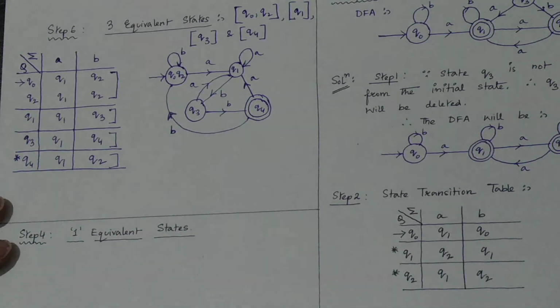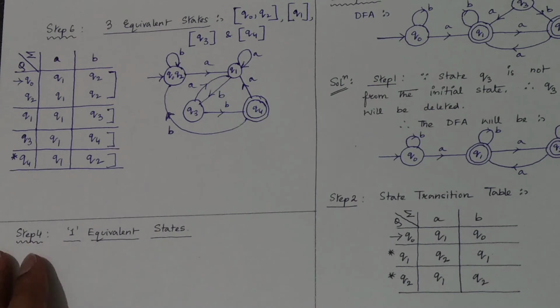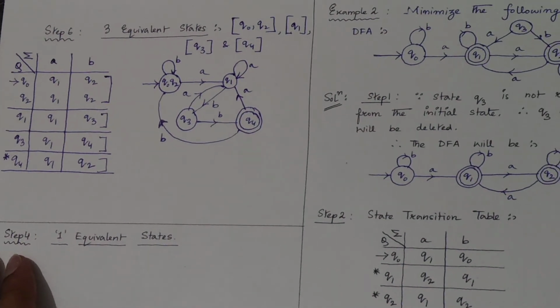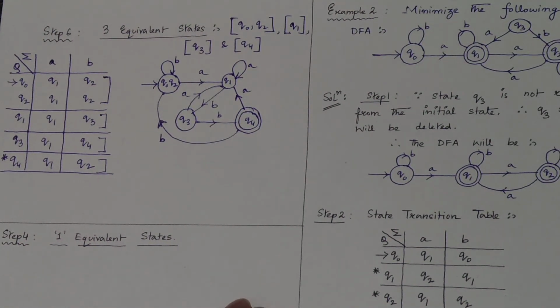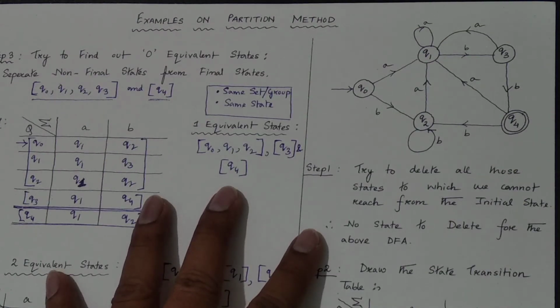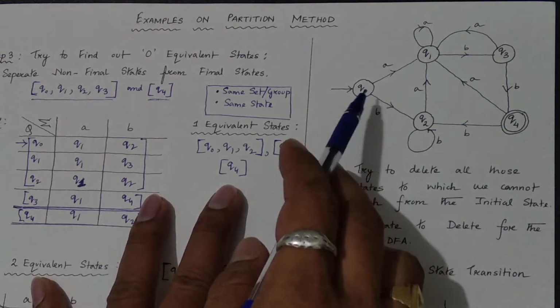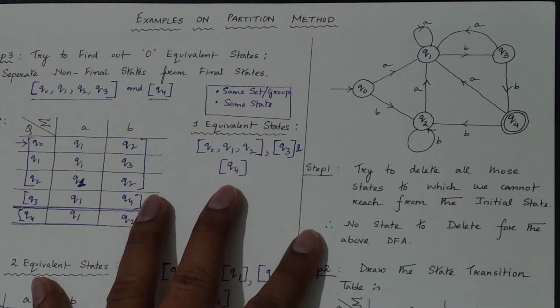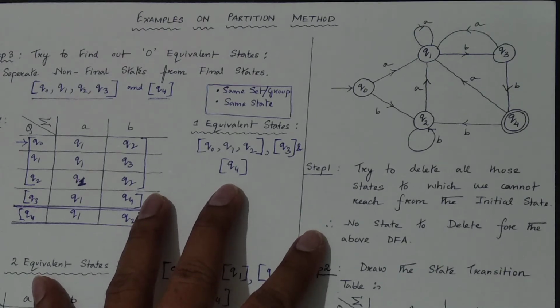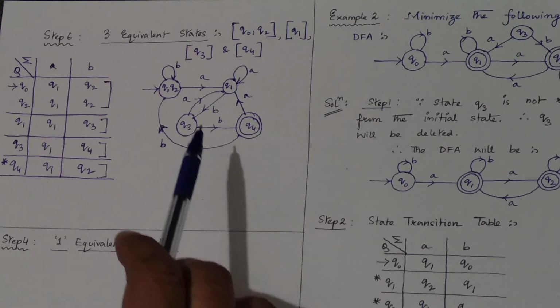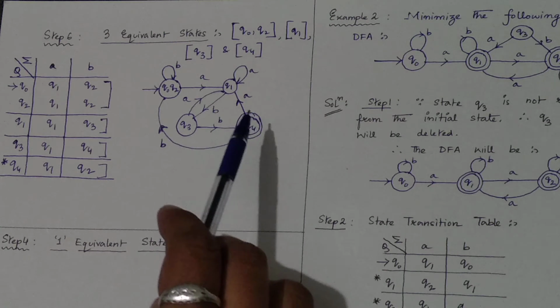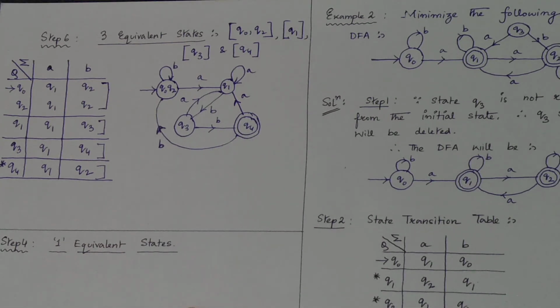So this is your final diagram for your minimized DFA. Earlier the diagram was like this. Clear? Now the diagram has been reduced. How many states were there in the previous one? 1, 2, 3, 4, and 5, correct? And now we are left with 4 states: 1, 2, 3, and 4. So this is your minimized DFA.